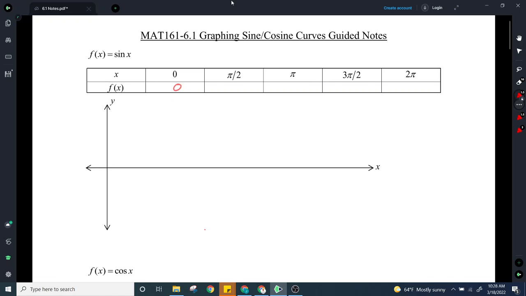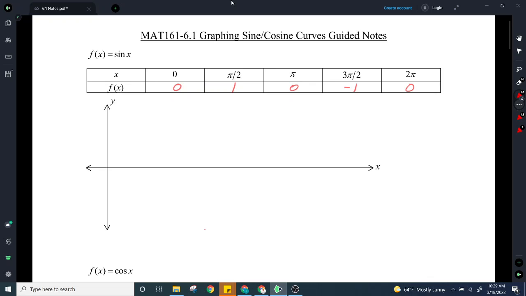At pi over 2, sine of pi over 2, that would be at the top of the unit circle there, would be 1. Sine of pi on the left side of the x-axis on the unit circle, the sine value there would be 0. Sine of 3 pi over 2 would be -1. And then it starts back over at 2 pi with 0. And so it would just repeat and follow that pattern. This is called one cycle or one period of the sine function. So for the sine function, the basic cycle or the basic period goes from 0 to 2 pi.